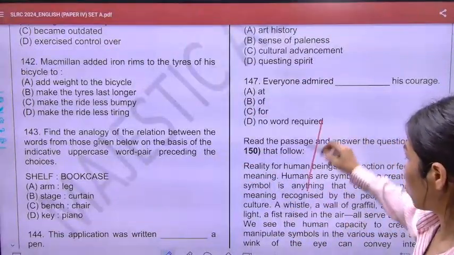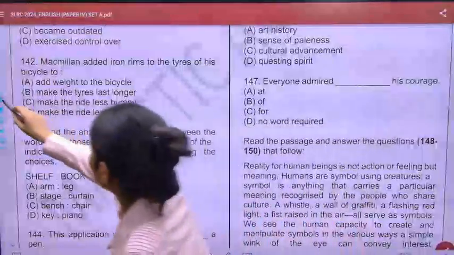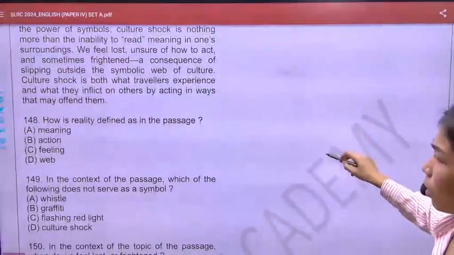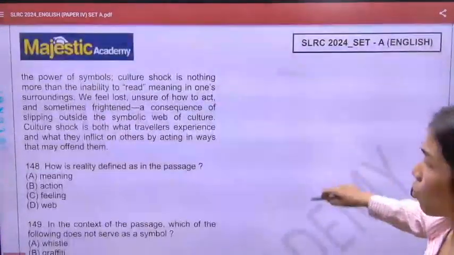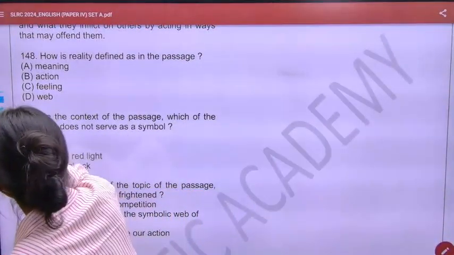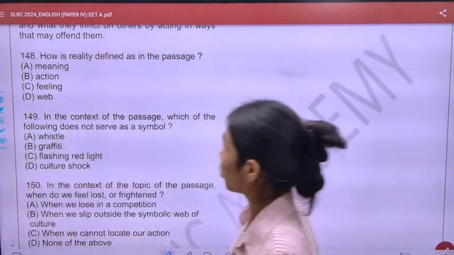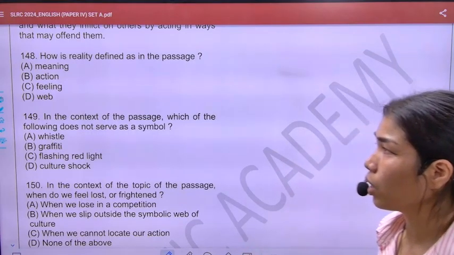Let's move to the next passage, and the passage says, okay, I will not read the passage. We will directly jump into the question, and the question says, question number 148, how is reality defined as in the passage? Meaning, action, feeling, or web.